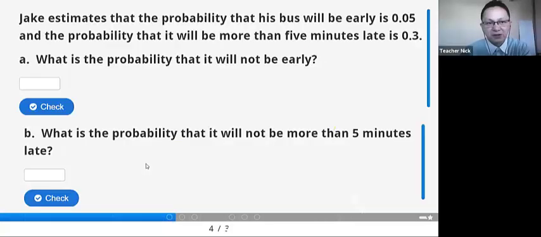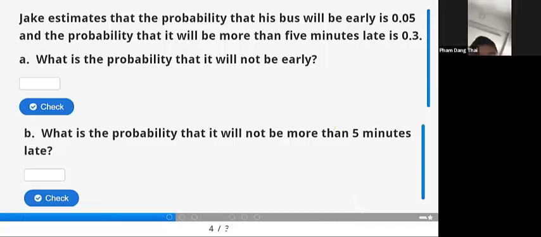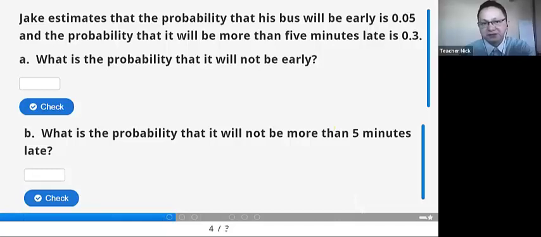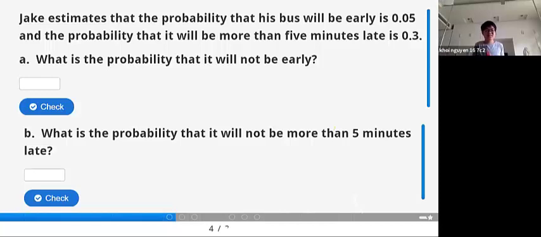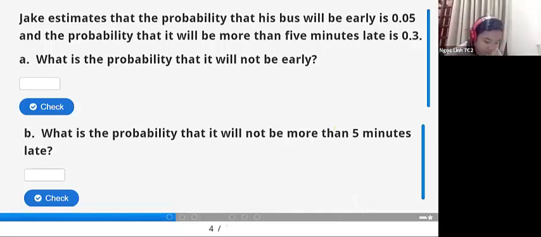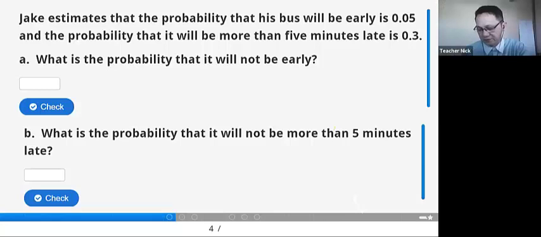Jake estimates that the probability that its batch will be early is 0.05, and the probability that it will be more than 5 minutes late is 0.3. What is the probability that it will not be early? 0.95.